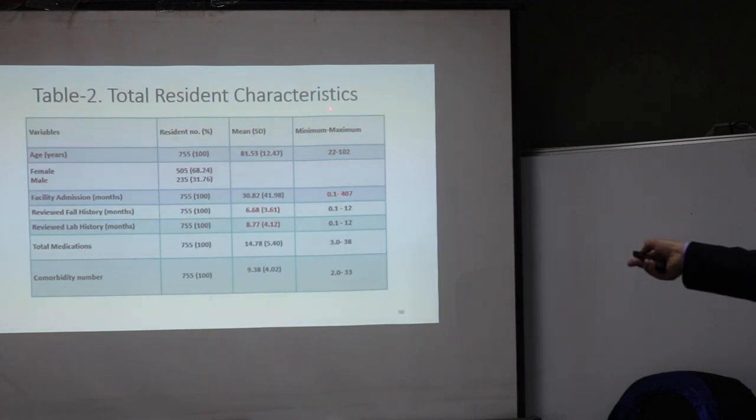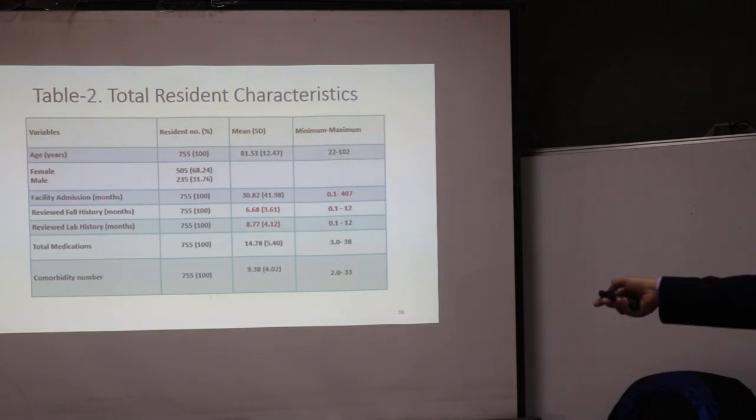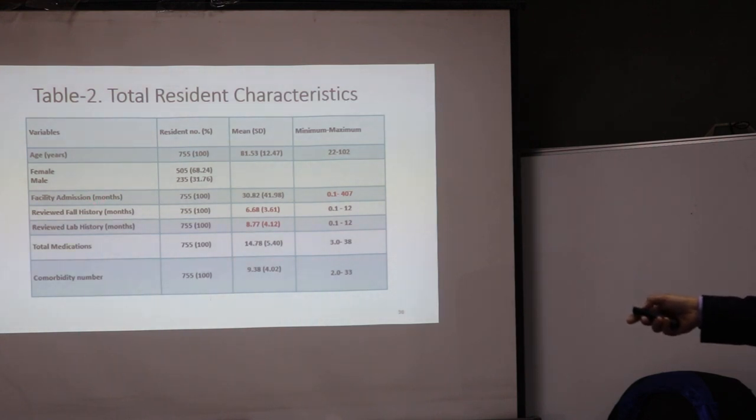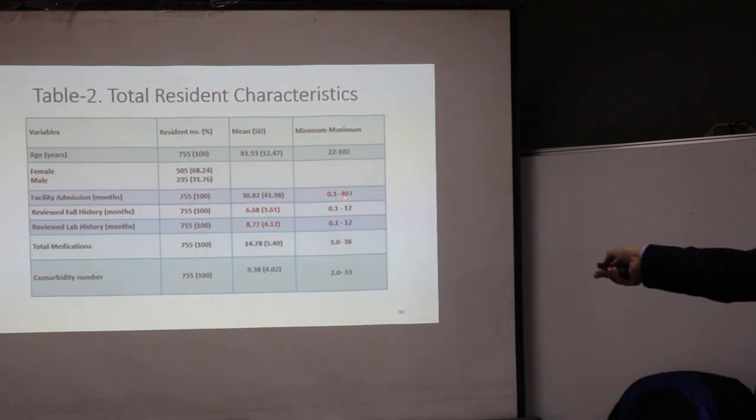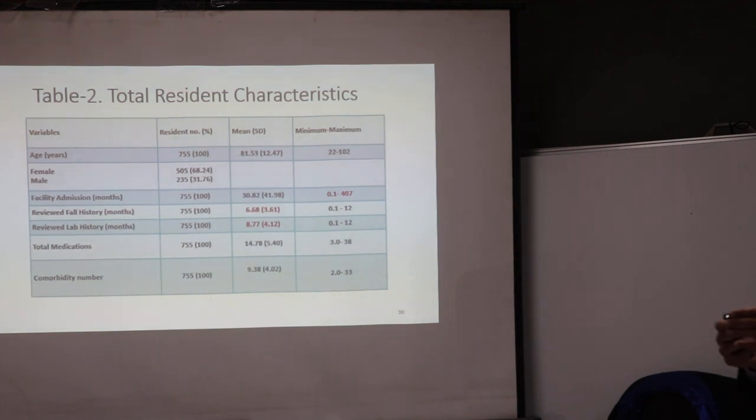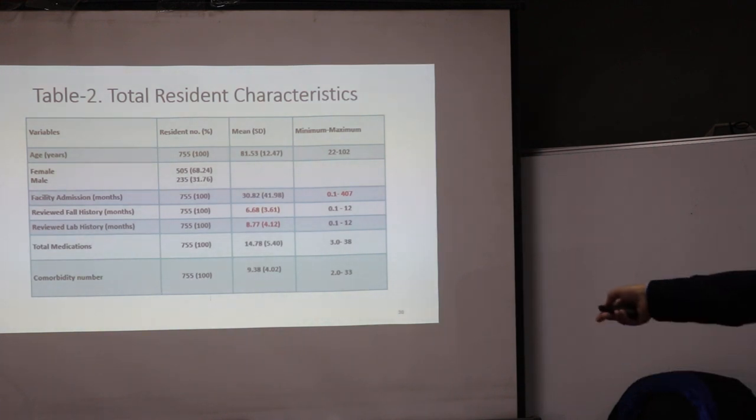Total resident characteristics: this is the age of the residents, from 22 to 102, like 100 years old or more. And the facility admission, as I say, from a couple days to several years. This is the admission date. I reviewed the history up to 12 months in the past, depending on the chart availability, from a couple days to 12 months in the past.